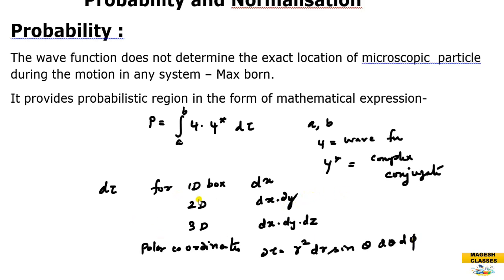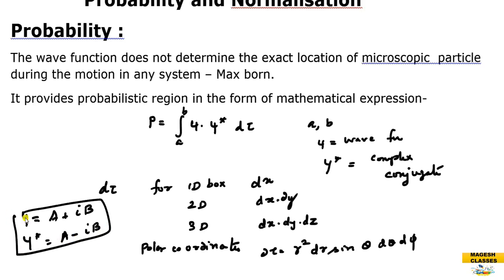And the complex conjugate: if the wave function is in the form of a plus ib, the psi star is equal to a minus ib. So this is the complex conjugate. So probability gives the probabilistic region in the form of a mathematical expression. That is, simply say it is a chi-square. Okay, this is about the probability.